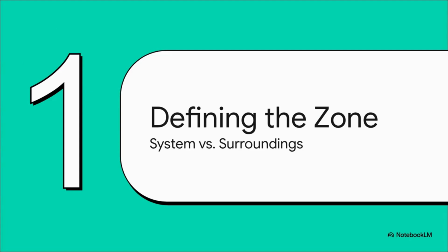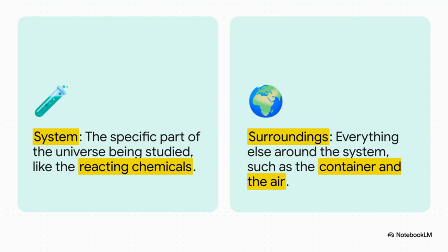Okay, so before we can measure any change, we have to be absolutely crystal clear about what we're measuring and where. We've got to define our reaction zone. In chemistry, we basically split the entire universe into two parts. You have the system, that's the thing we're actually studying, the chemical reaction happening in the beaker. Then you have the surroundings, which is, well, literally everything else. The glass of the beaker, the lab bench, the air in the room, even you standing there.